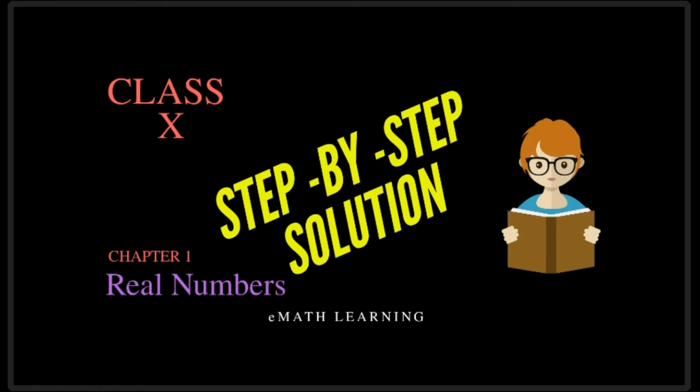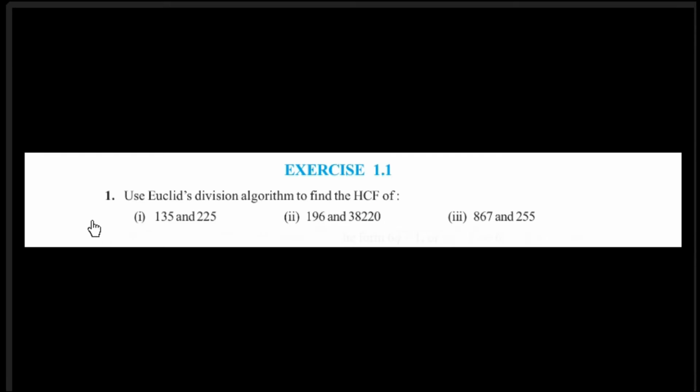In this video we will be solving class 10 mathematics chapter 1 real numbers NCERT. Chapter 1 real numbers exercise 1.1 question number 1. Using Euclid's division algorithm to find the HCF of first part 135 and 225.